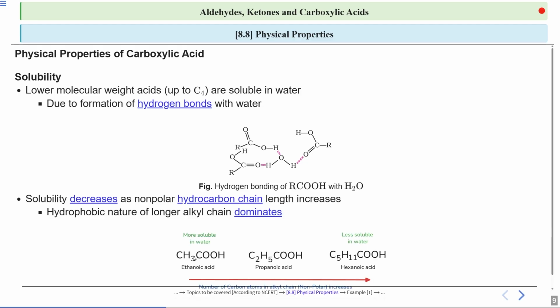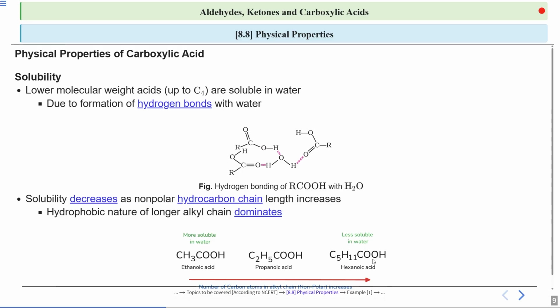So if you look at this image over here, you will see how the solubility of carboxylic acid changes with the length of the hydrocarbon chain. Okay, so as I told you, the solubility decreases as the non-polar alkyl chain gets longer. So if you see over here, you have ethanoic acid. Ethanoic acid is more soluble in water because ethanoic acid has only one carbon containing methyl group.